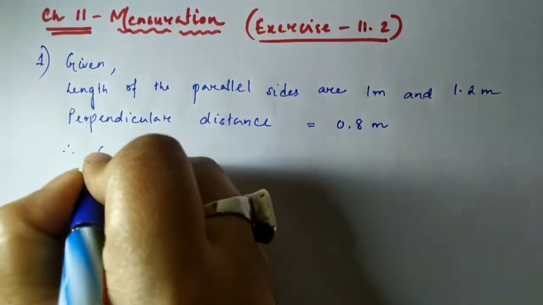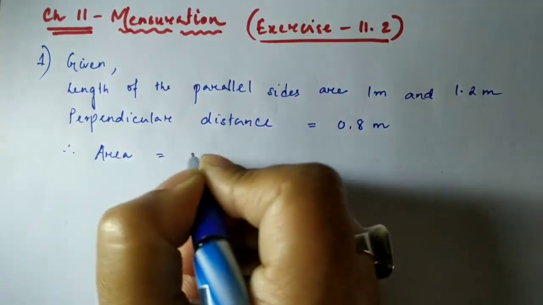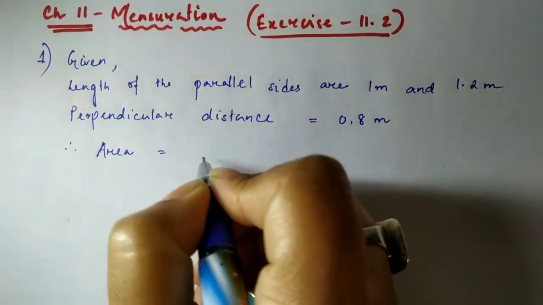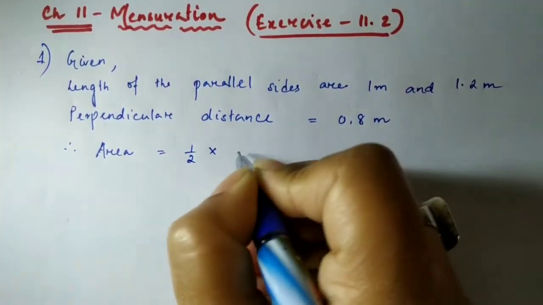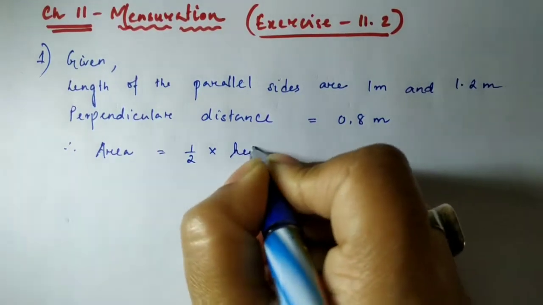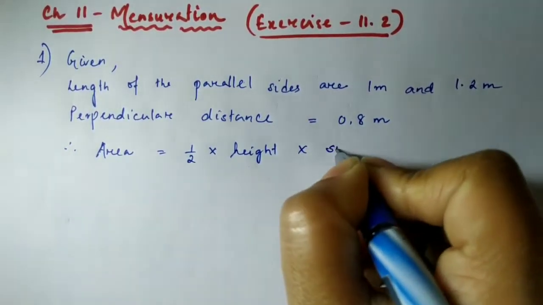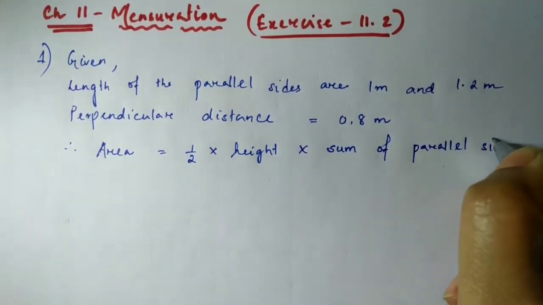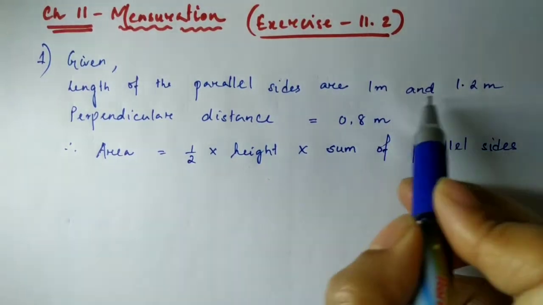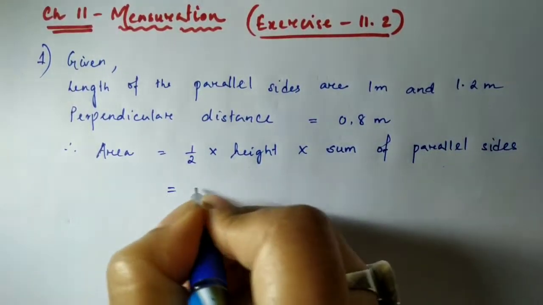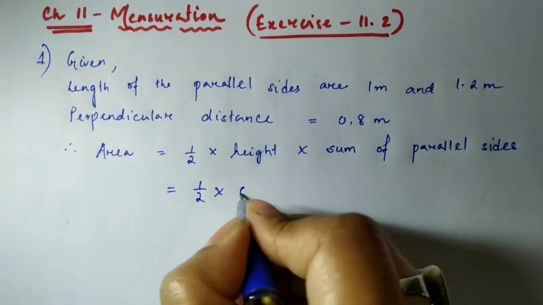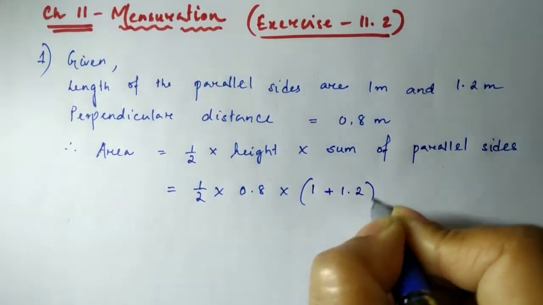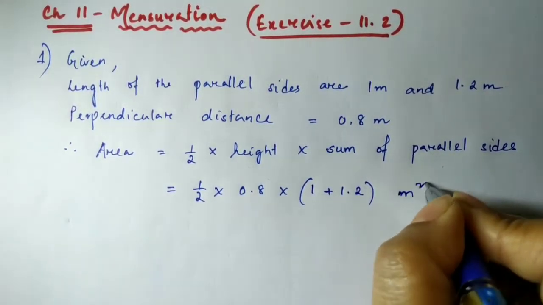Therefore, the area is equal to, we know the area of a trapezium is equal to half into perpendicular distance or height, same thing, into sum of parallel sides. Now please make sure that all the dimensions are in the same units, all are in meters. So half into the height, 0.8, into the sum of parallel sides, that is 1 plus 1.2, and the area will come in meter square.